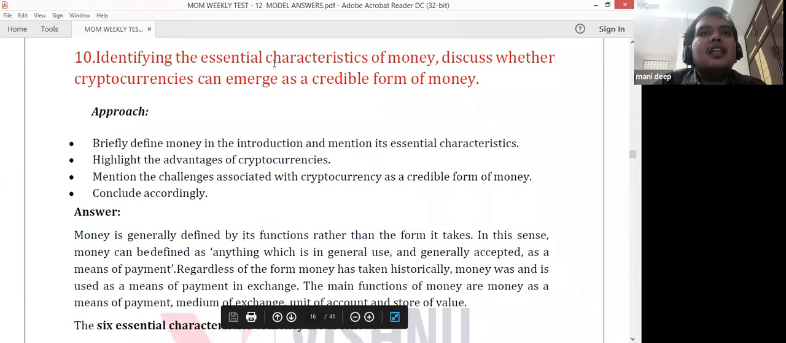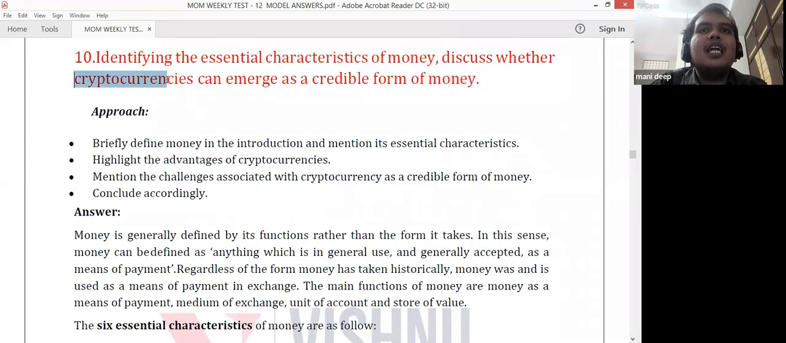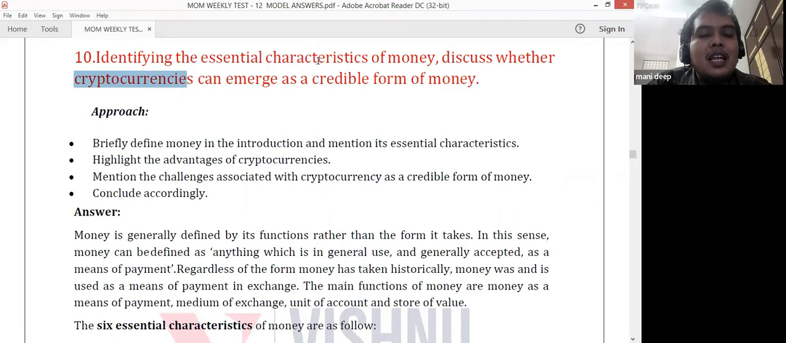Next question is regarding what are the characteristics of money. Discuss whether the cryptocurrencies can emerge as a credible form of currency. So the first part of the question is regarding characteristics of money. Money is used for payment. So if you are paying something and you are getting a good, then the other person should accept your money. So first is regarding the acceptance. Second is regarding exchange. If you are accepting your money, you should exchange. So your money should have an exchangeable quotient. And third is regarding store of value.